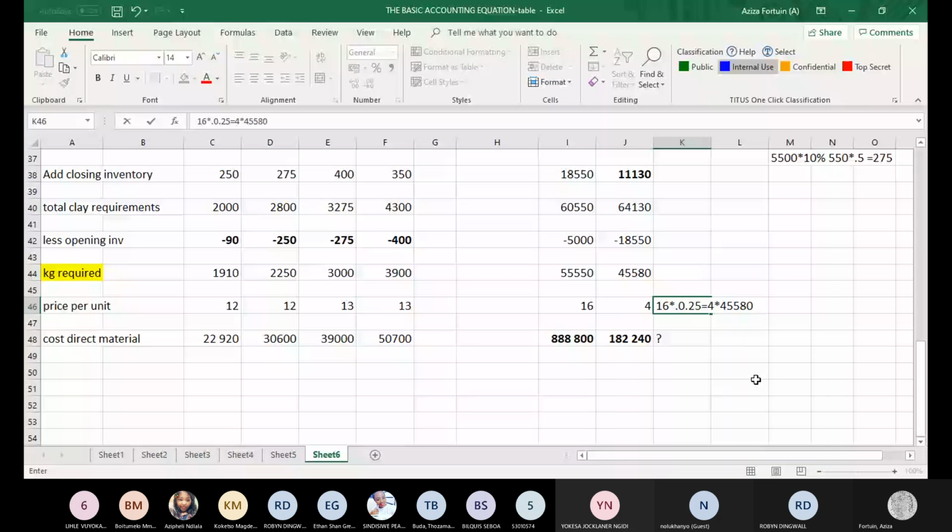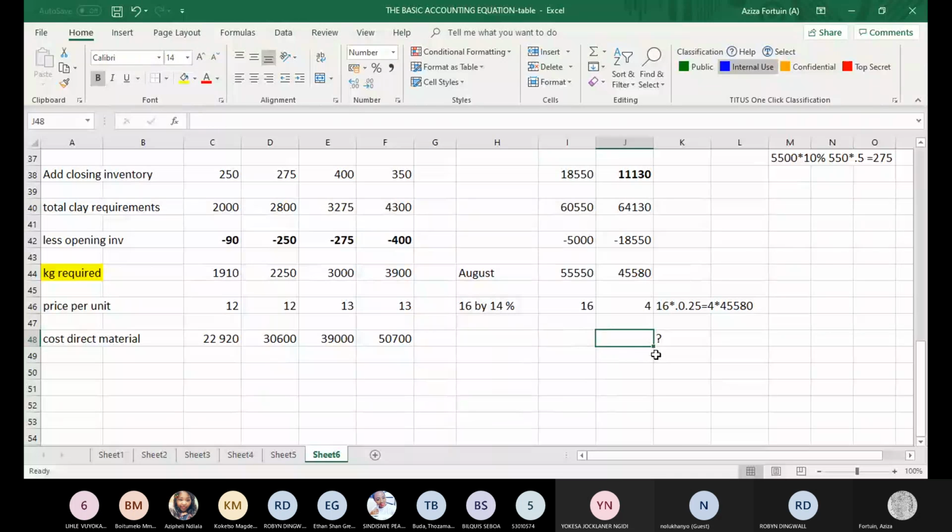So what is this, August? In August, the material was 16 rand and it was set to increase by 14% per month. So I want you to give me these totals here now. Or must it increase by 14%? Yes.